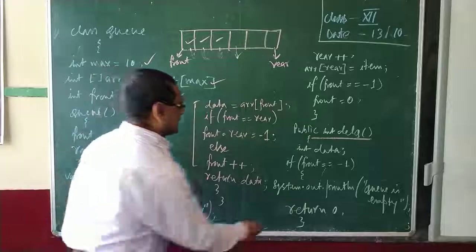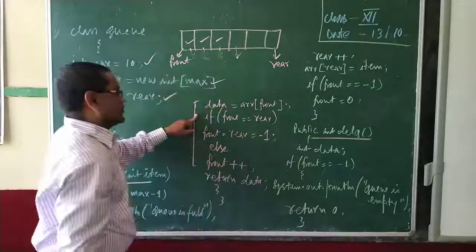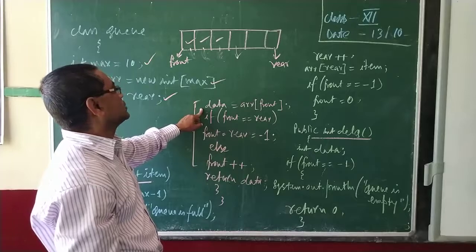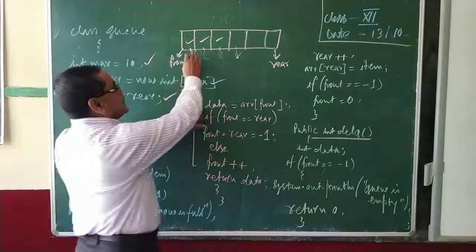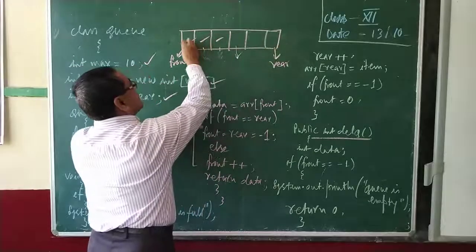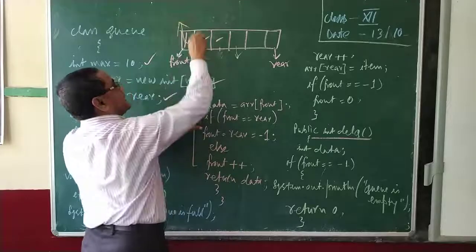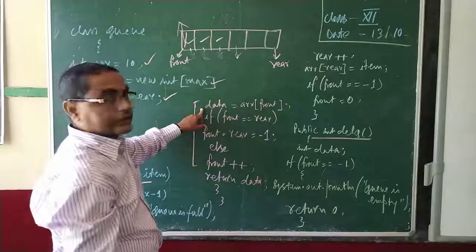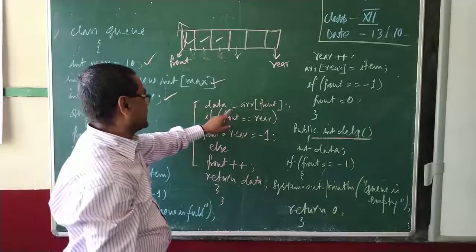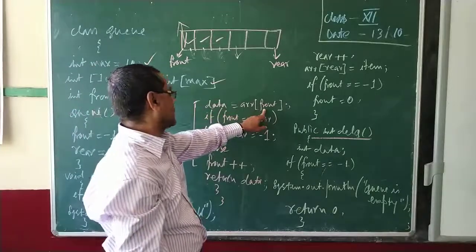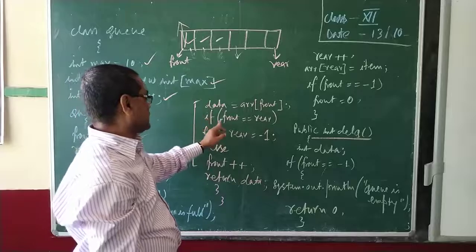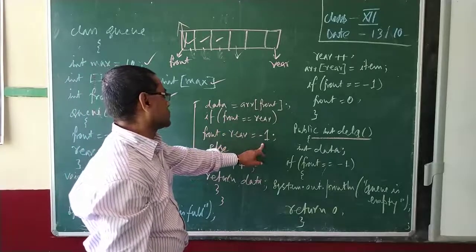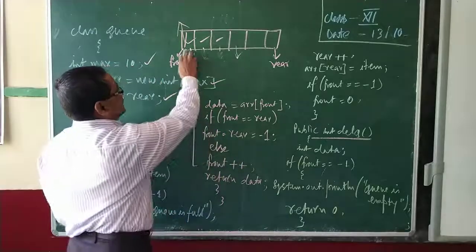Otherwise, we come to this portion. Otherwise data equal to arr[front]. Now I told you about the q: when you are deleting, this is your line, and this fellow will take the ticket, because he is at the front of that line at the counter. So data equal to arr[front]. And now, if front equal to rear, then front equal to rear equal to -1.